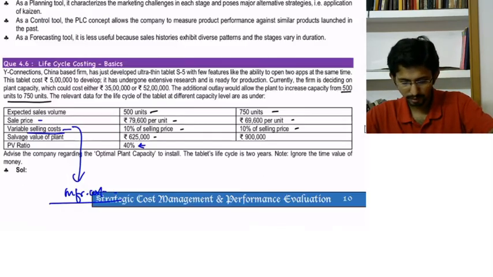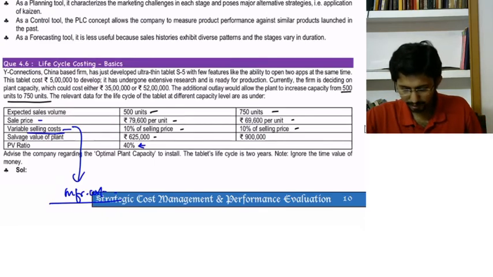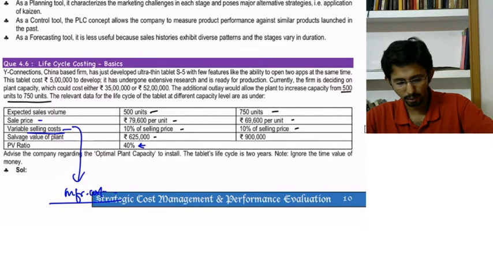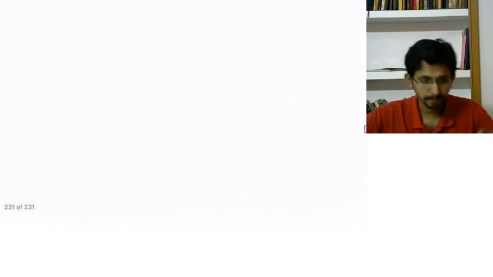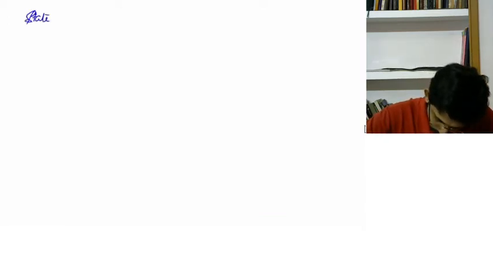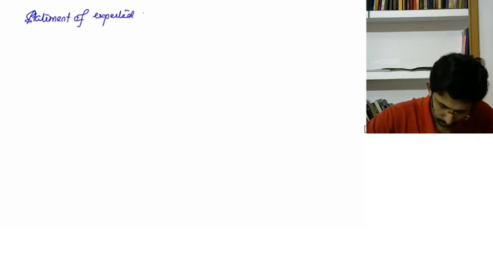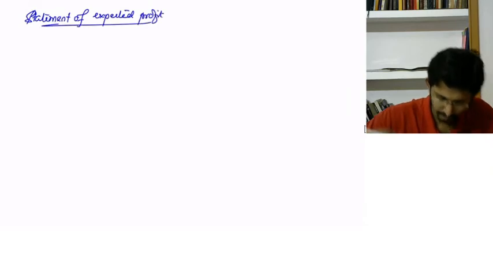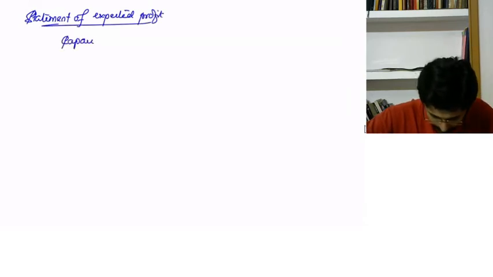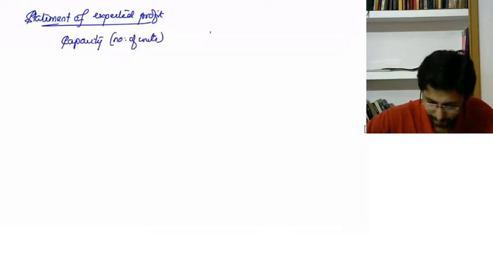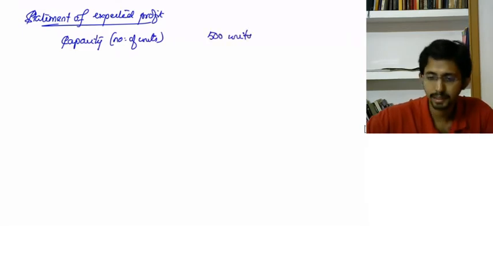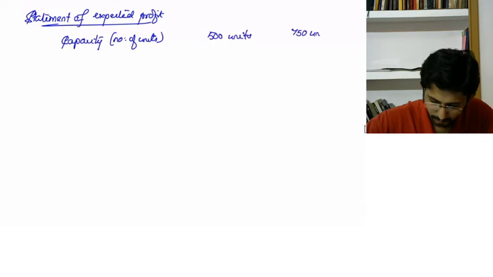Okay, now what is the requirement of the question? The requirement of the question is to advise the company regarding the optimal plant capacity. So you need to find out the profit in each of the cases. So, statement of expected profit. You can write capacity in terms of number of units. In the first case it will be 500 units and in the second case it will be 750 units, right?